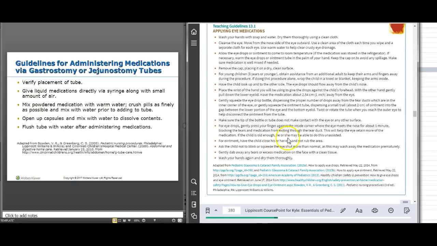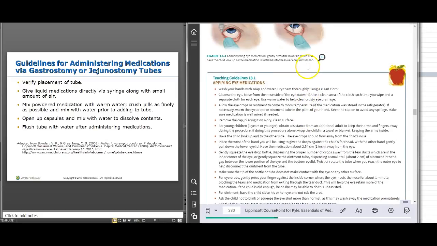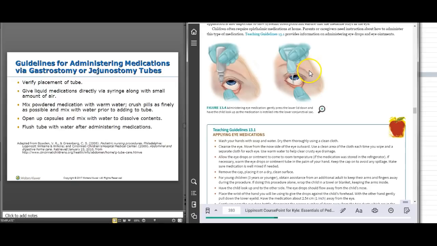Here are some teaching guidelines about eye medication. These are all fabulous. So make sure you read through this. There are some pictures.